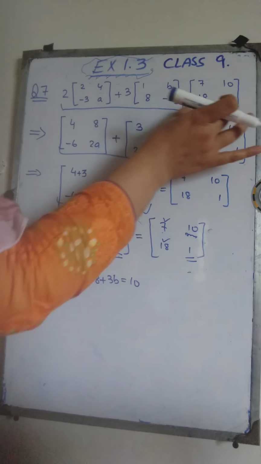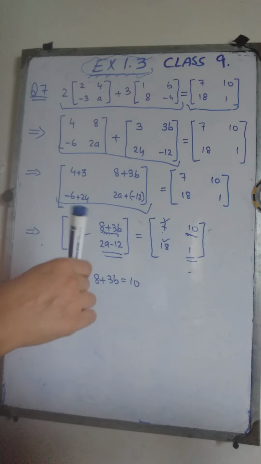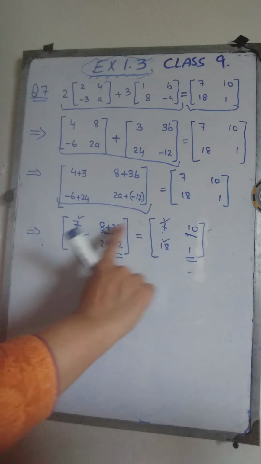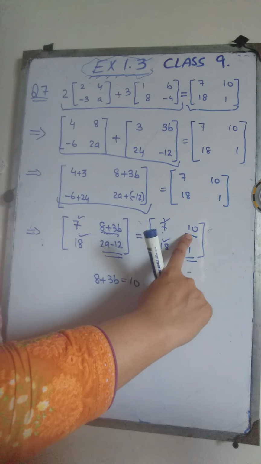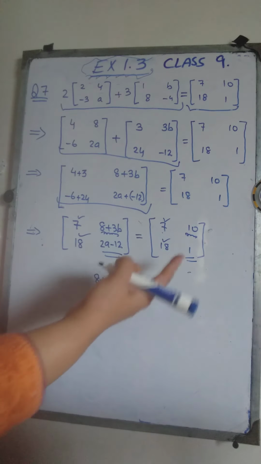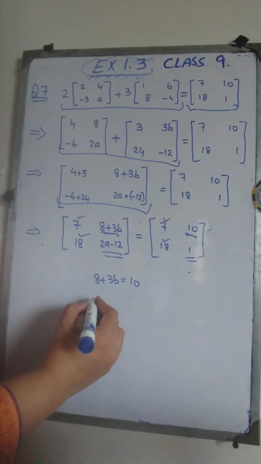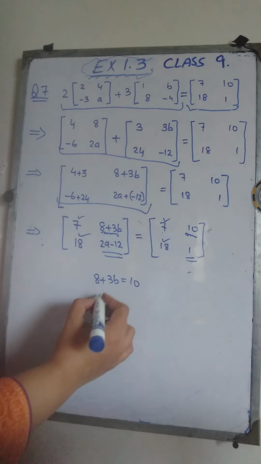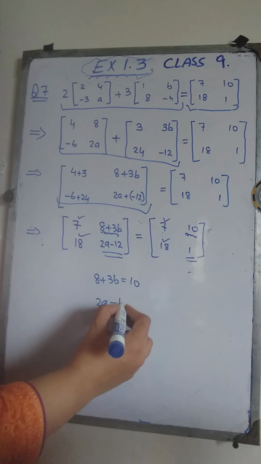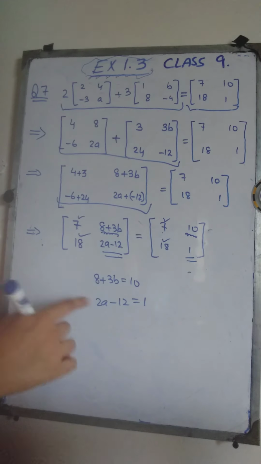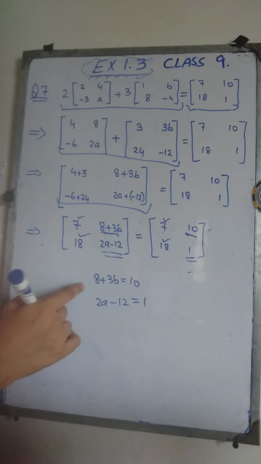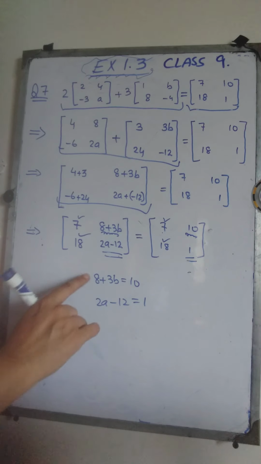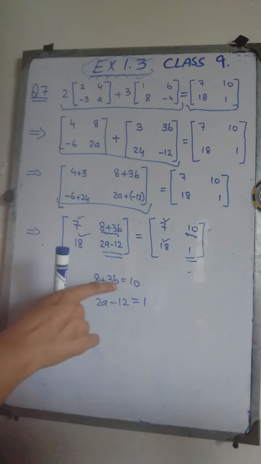So this expression is equal to this matrix, and from this we can conclude that equality of matrices holds only when all the elements are equal. It means these two elements must be equal, otherwise the matrices would not be equal. 2a minus 12, okay, this second element is equal to the second, and 2a minus 12 must be equal to 1 because this is the fourth element. Okay, this is the conclusion we are deriving from this expression. These conclusions are going to help us to find the value of b and a.